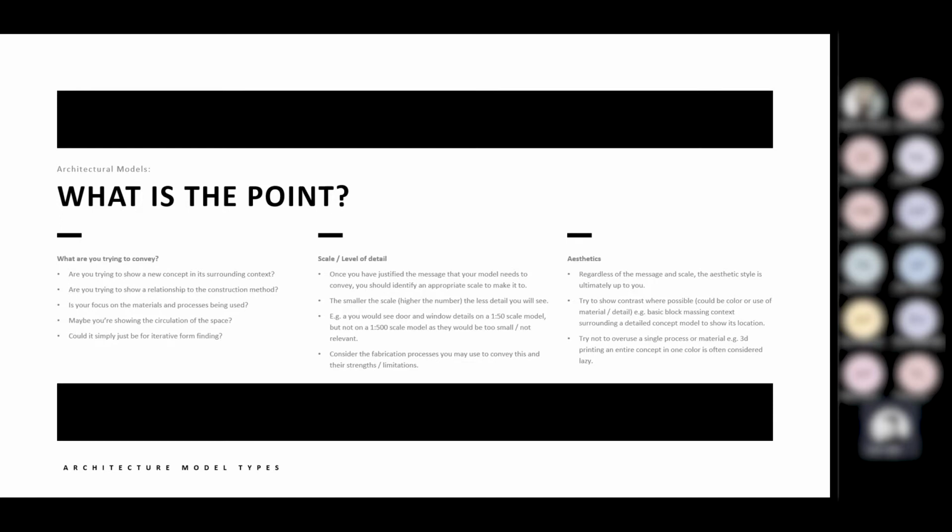So regardless of the message and the scale, the aesthetic style is ultimately up to you. It's up to you to bring your own design language to this. I would say, though, try to show as much contrast where possible. So for instance, you might show a bit of a different color between new and old objects, or maybe it's the use of material or level of detail. Something just to highlight what the key message is within your scheme is always useful in a physical model.